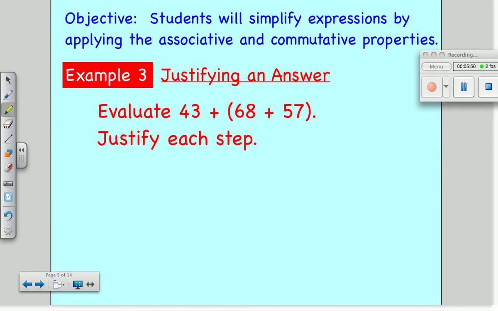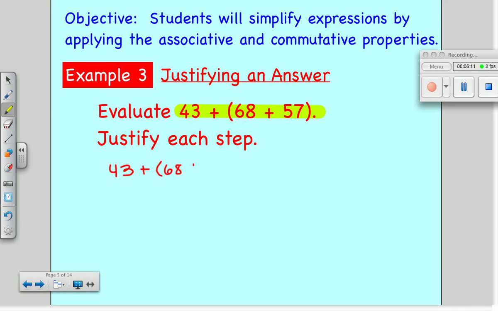Next, justify your answer. And I do want you to write this. Just write the problem. 43 plus 68 plus 57. And now let's justify each step. What should I do first?